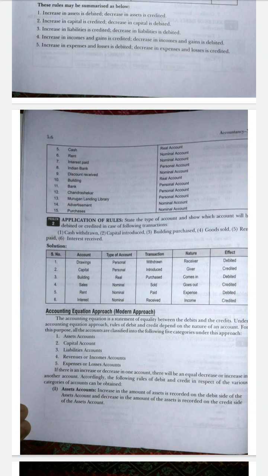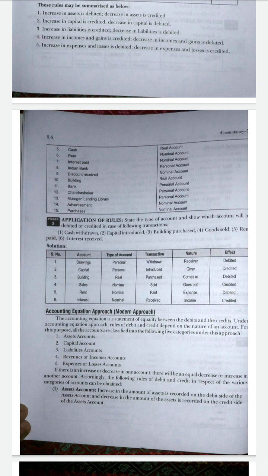Now apply the rule. What is the rule for a nominal account? Debit all the expenses and losses, credit all the incomes and gains. Sold: the goods are going outside and the amount is coming inside. Instead of goods, we are receiving the amount, so we credit the amount.